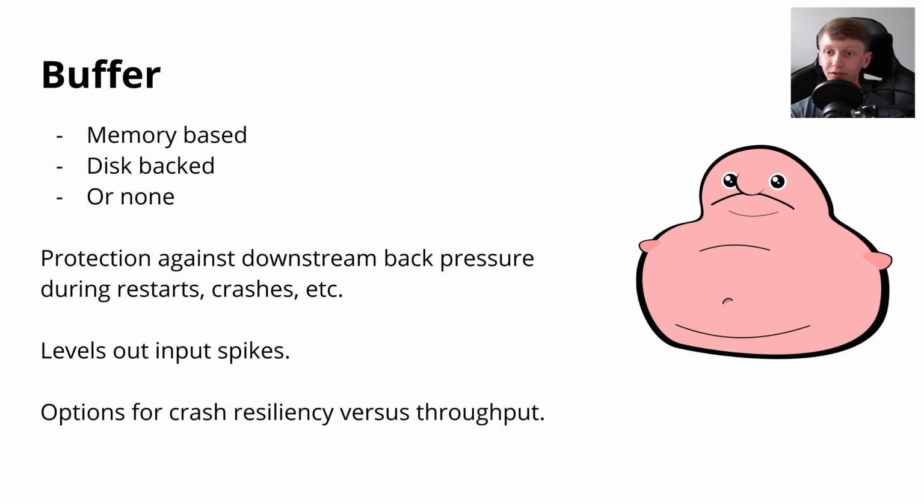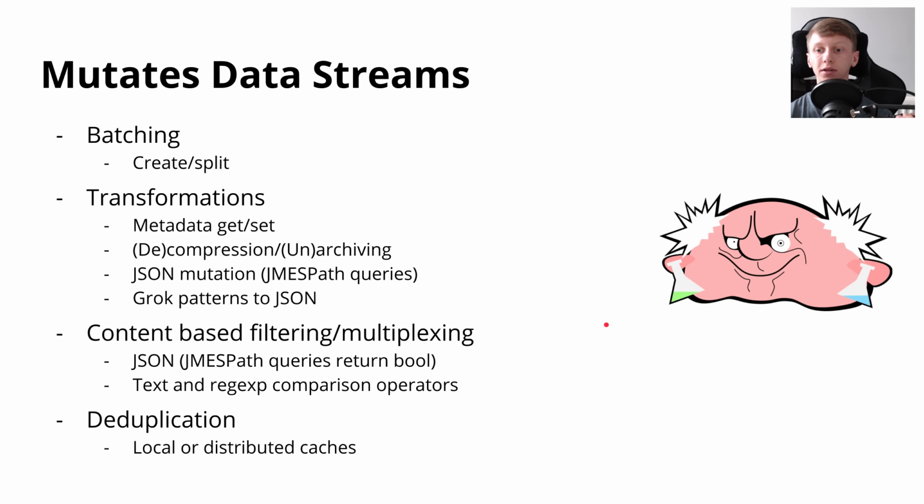But if you do need a buffer, for example, for things like downstream back pressure or leveling out input spikes, then you can either choose a memory-based or a disk-backed buffer based on your config. And that might be useful for doing things like consuming Firehoses. And I've got an example of that in some of the future slides. But for most people, you don't need a buffer. Stop it. Stop putting buffers everywhere, okay? Please.